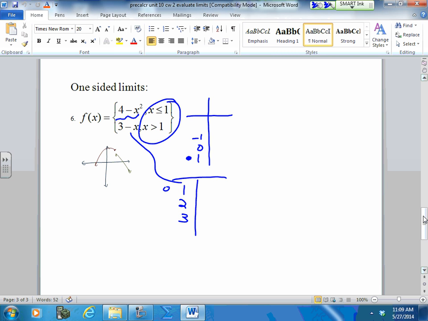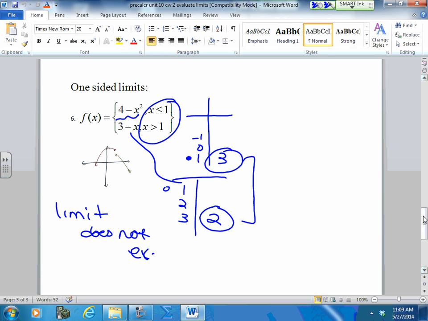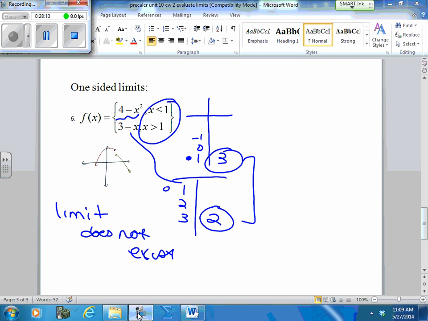I get 4 minus 1 is 3. I plug the 1 into this. I get 3 minus 1 is 2. Did these meet at the same point? No. So the limit does not exist. Limit does not exist. I know we went through a lot.